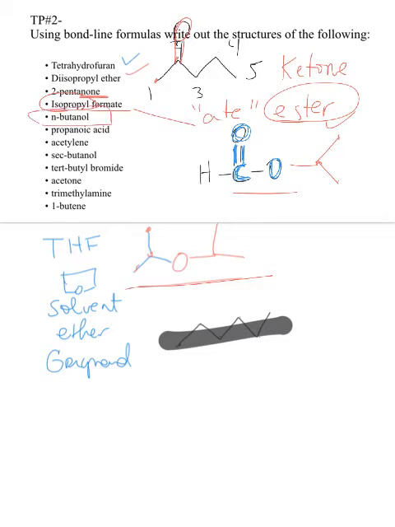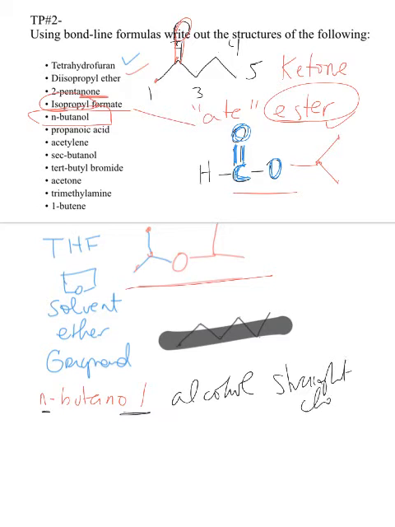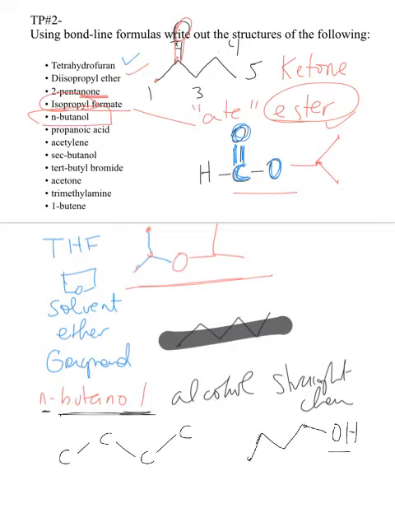Okay, N-butanol. Well, the OL means it's an alcohol. And the N means it's a straight chain. N-butanol means there's 4 carbons. You can draw them like this if you want. I prefer to draw them like this. So 1, 2, 3, 4. Since it's not specified, it is on the end, on the 1 carbon. So N-butanol means it's an alcohol.